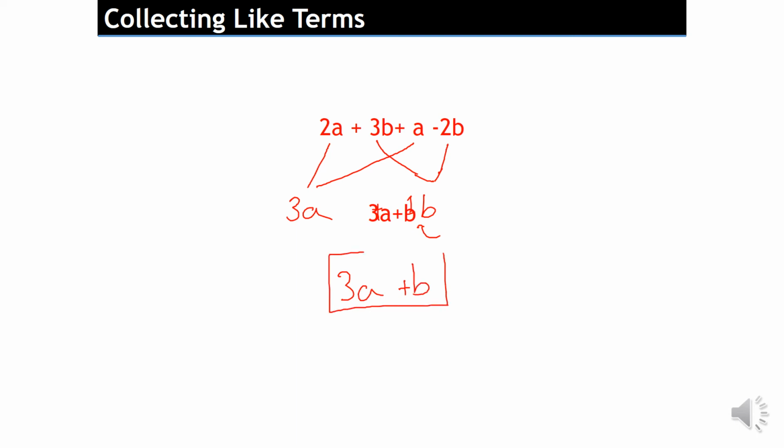And we can't do anything more with that because a and b are not like terms. So a lot of people at this point would say, okay, that's 3ab. That is not the correct answer because a and b are not like terms. We can't add them and we can't do anything else. So we just leave them separate. That's completely fine, and that would be our final answer.